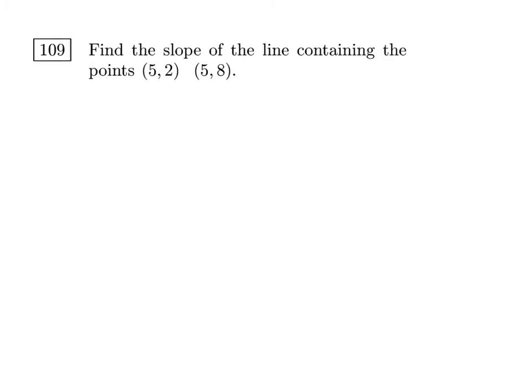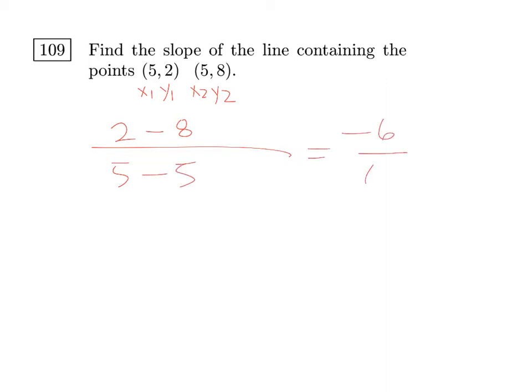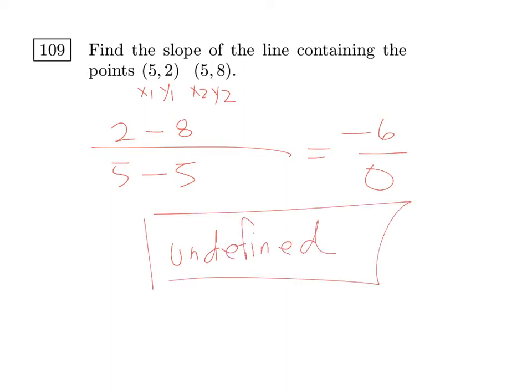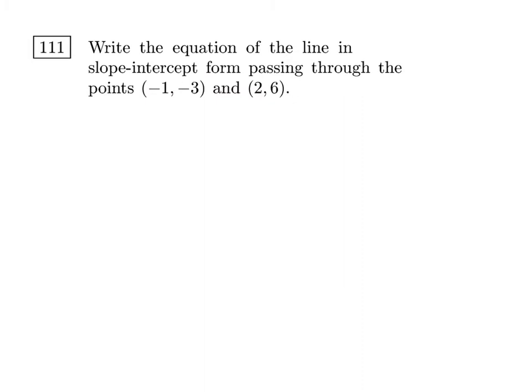Find the slope of the line containing the points. All right, so I have x1, y1, x2, y2. So I have y1, which is 2, minus y2, which is 8, over the x's. So I have 5 minus 5. And I get -6 over 0. If 0 is under, then your answer is undefined. Undefined slope.